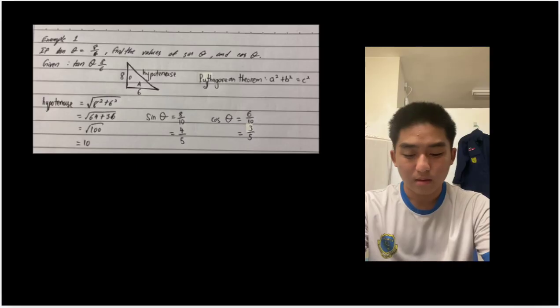Today we'll be talking about a classic trigonometry problem on how to find the value of sine and cosine when we are only given the tangent of an angle. Let's look at example 1. If tan theta equals 8/6, find the value of sine theta and cos theta.